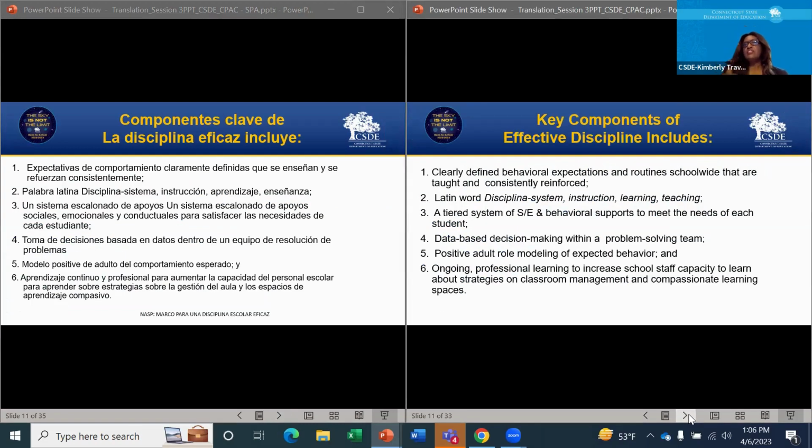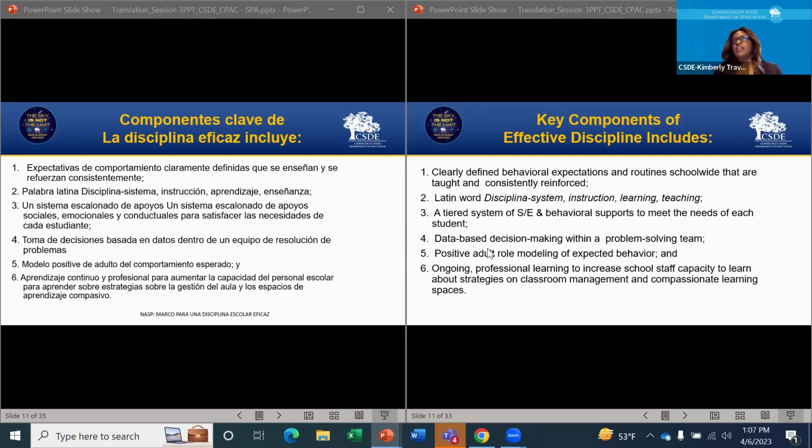So key components of effective discipline include school-wide behaviors. This is an expectation so that everyone is consistent: expectations and routines school-wide are taught in a consistent manner, and they're also reinforced. That is your foundation for what you're going to do. We need to make sure that we understand them as adults and model them as adults, but more importantly, that our students understand. And they also understand what the consequences are. Let's also include the families with that.